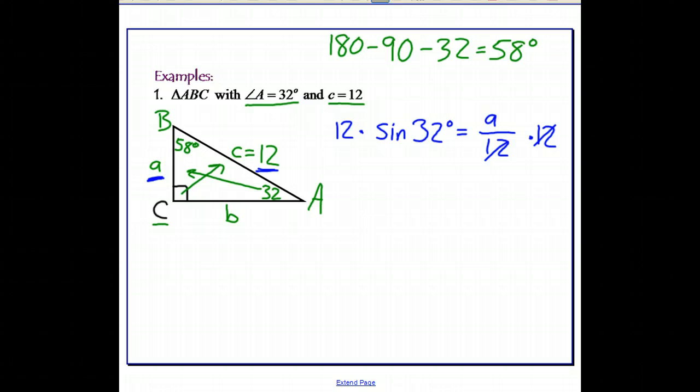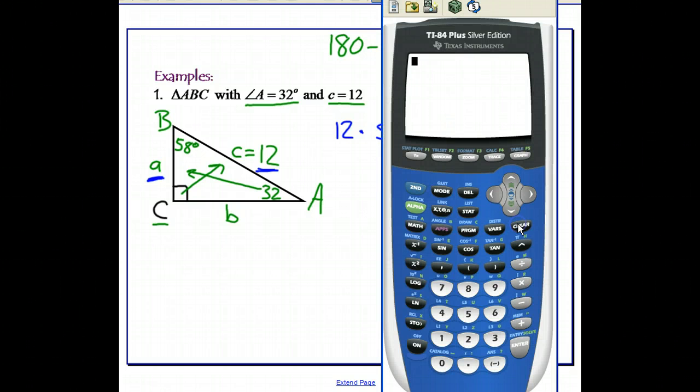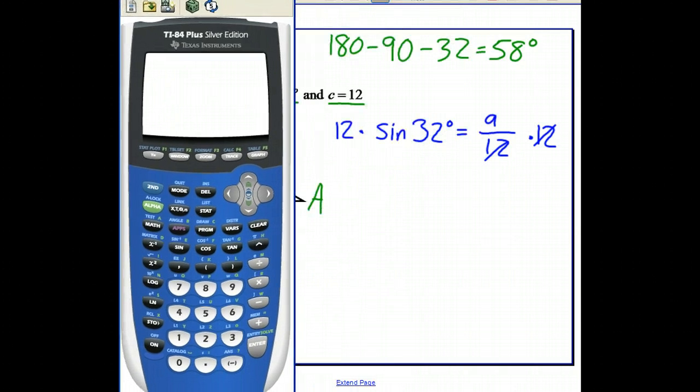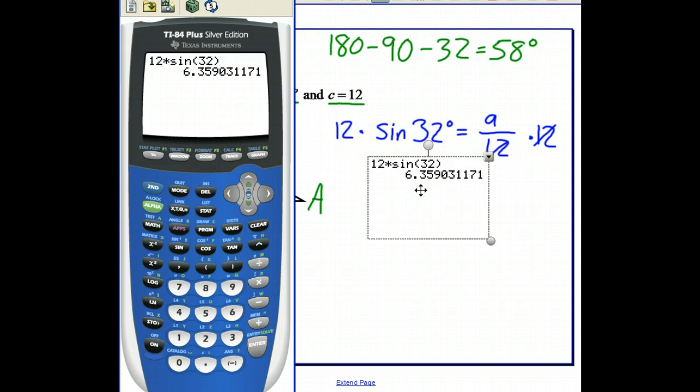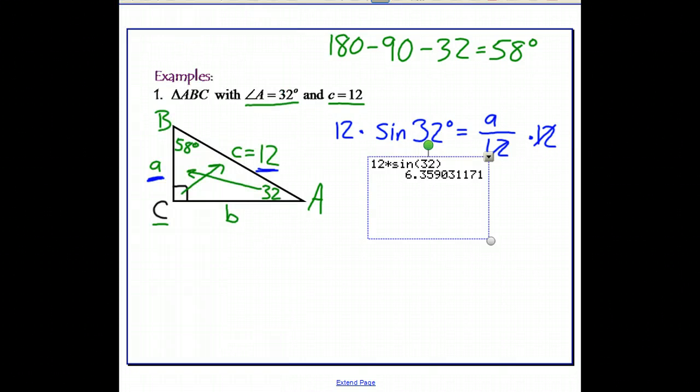At this point, we're going to need to use our calculator. So we'll move this out of the way so you can see. Let's go with 12 times the sine of 32. And we end up with 6.359. Now again, guys, it's important to notice I'm rounding to 3 decimal places, 6.359. So we have lowercase a, we have one part to go, lowercase b.